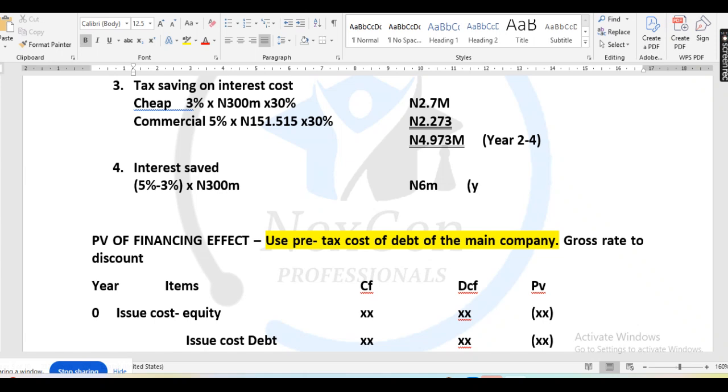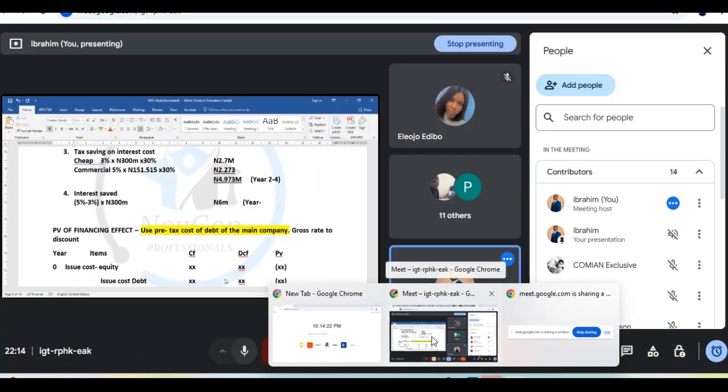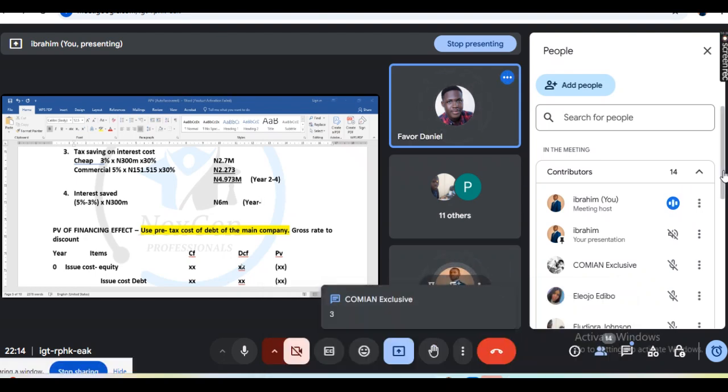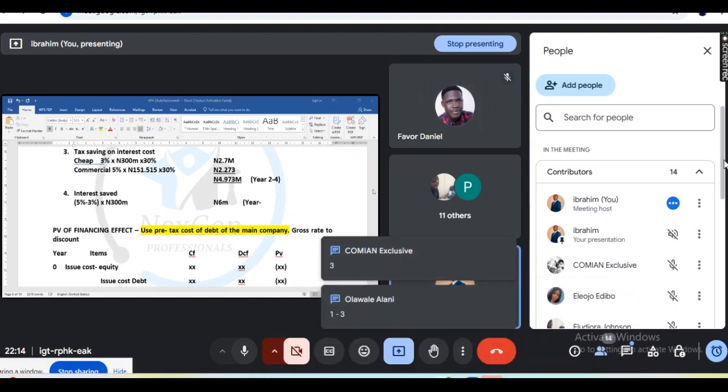Year what? Year 2 to 4. Who said year 1? Okay, it's from year 1 to year 3.